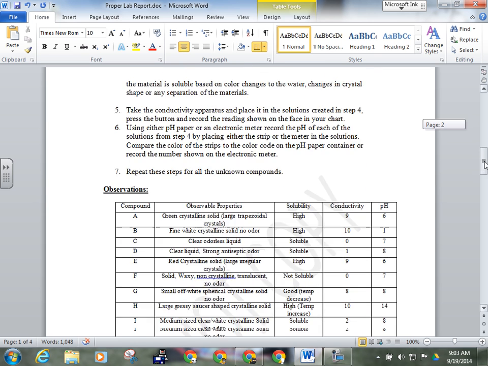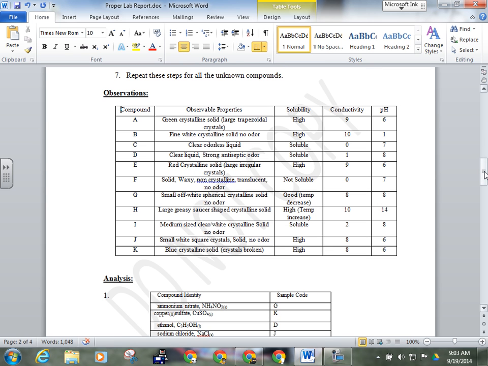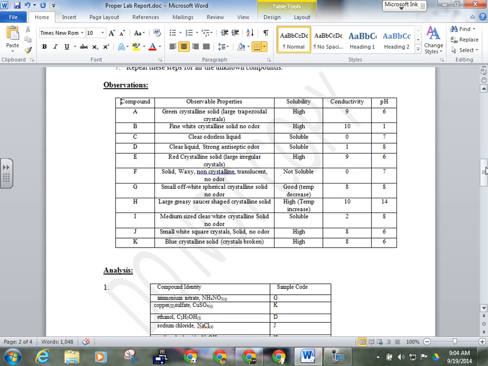C we said was easy. C was water. What was D? It was ethanol. The only difference between D and C was the smell. They were both molecular compounds because they were liquids at room temperature, so those ones were pretty straightforward. For E, what's the only red crystalline solid on our list? Cobalt 2 chloride. Cobalt always has red crystals and red solutions.